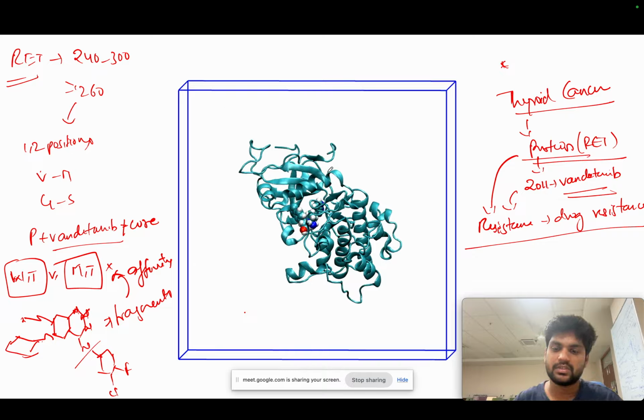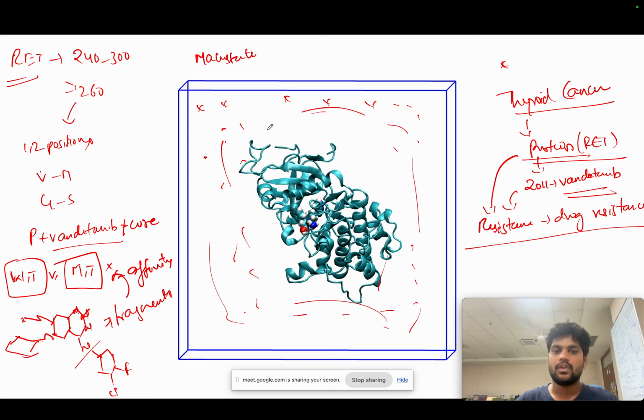This is a simulation box, so I said that this is the one macro state. You can see that, right? You can see the macro state, right? You can see the box, and this box is filled with water molecules. So now I ran for a microsecond, 2 microseconds, 1 microsecond.